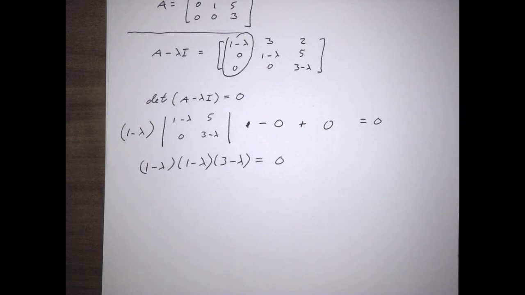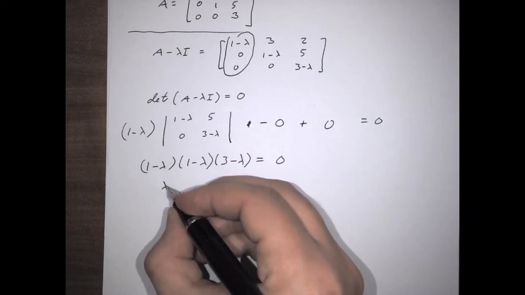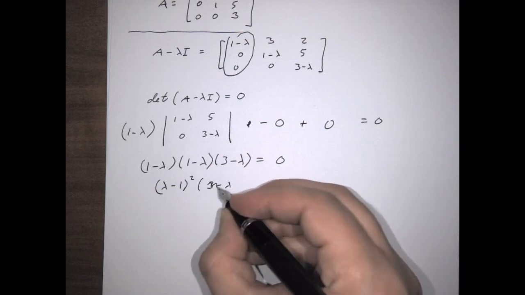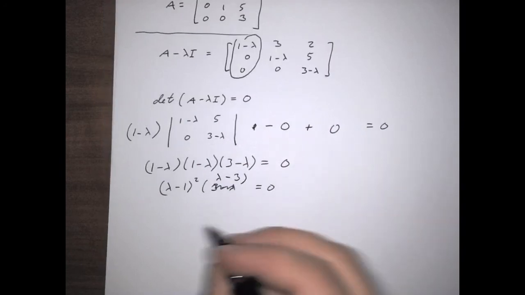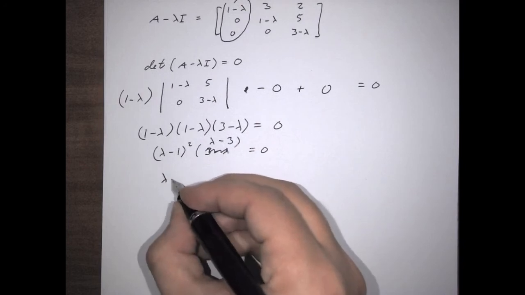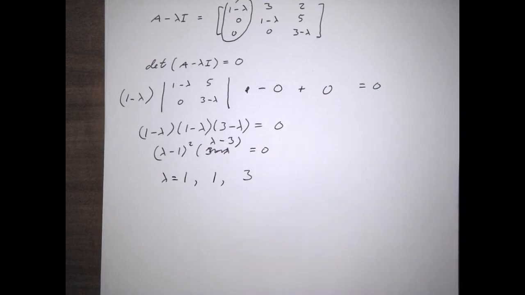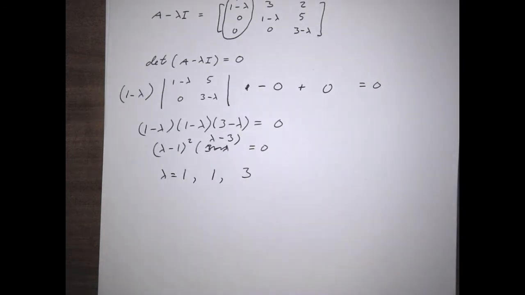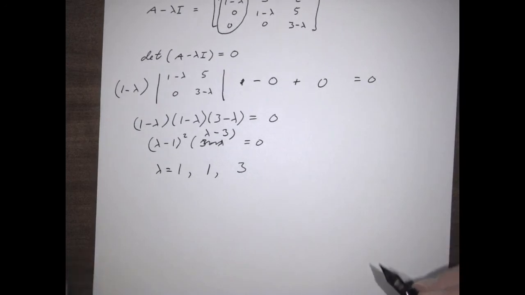which, because we're setting this equal to 0, I can multiply everything by negative just to make it more usual looking to me, and I'll rewrite it as lambda minus 1 squared, lambda minus 3 is equal to 0, which then leads us to lambda equals 1, 1, and 3. So we have multiplicity 2 for an eigenvalue of 1, and then we have an eigenvalue of 3 with multiplicity 1. All right.